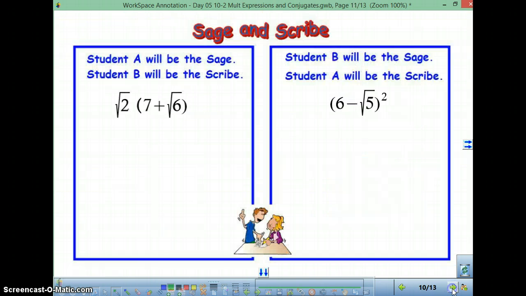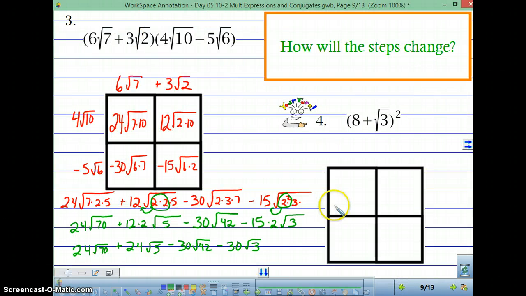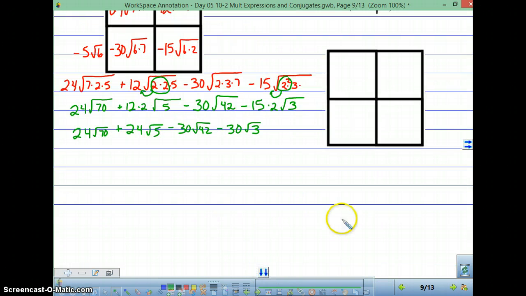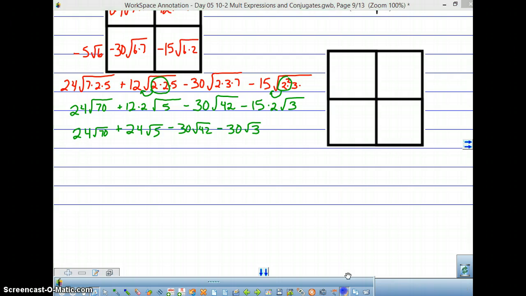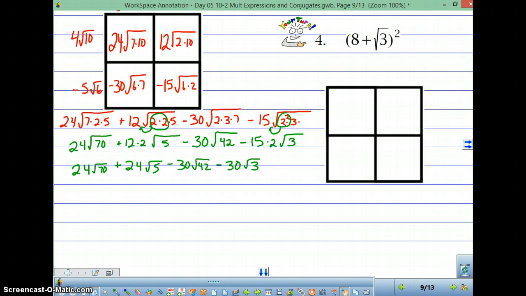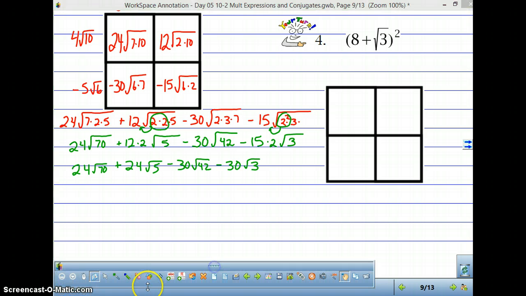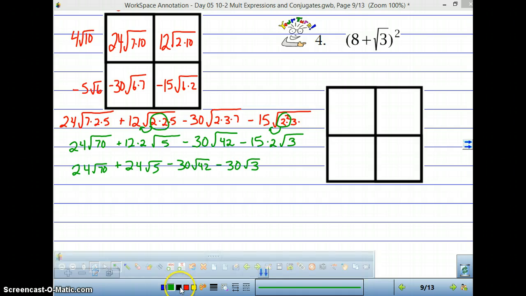Let's see what else we have here. Let me do one more for you. Let's try this one. I'm going to scroll down to give us a little extra room. Oops, a little too far. There we go. Let's start with black. Okay, 8 plus root 3 squared.